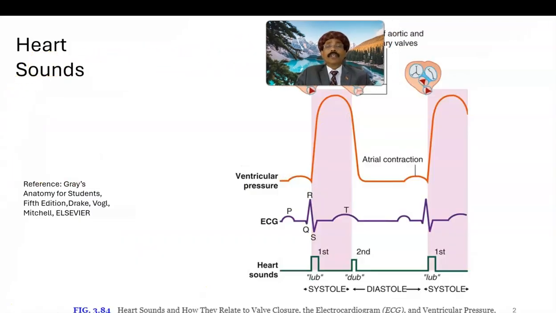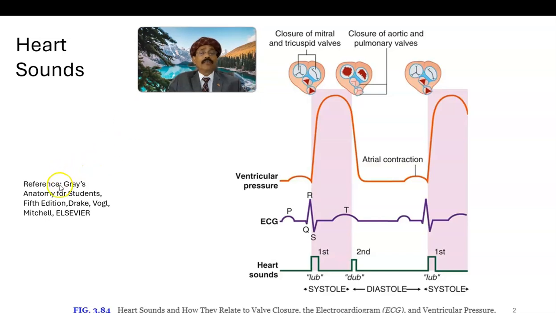So we are looking at the image, from Gray's Anatomy for Students. There is closure of the mitral valve and tricuspid valve, and there will be the first heart sound, which is loud. This is the ventricular pressure, the lowest here. And in the EKG, you'll get the P, Q, this is the R here, and this is the T at the end.